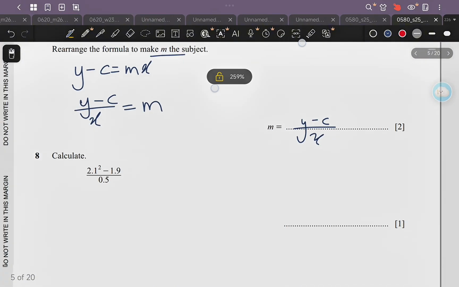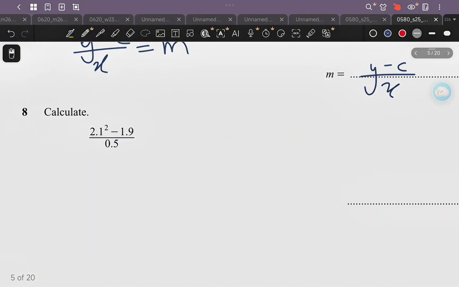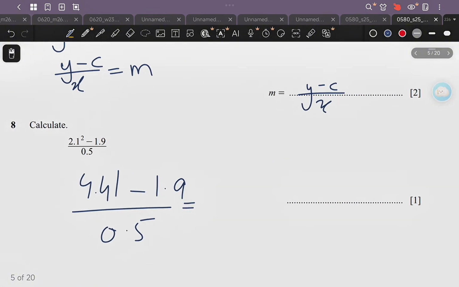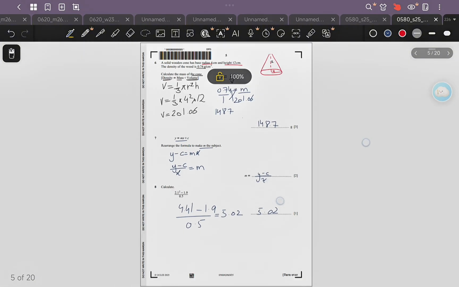All right. Next question, 2.1 squared minus 1.9 divided by 0.5. Okay, 2.1 squared is 4.41 minus 1.9 and 0.5. Alright, so put that in the calculator, you get 5.02. Easy peasy. Next question.